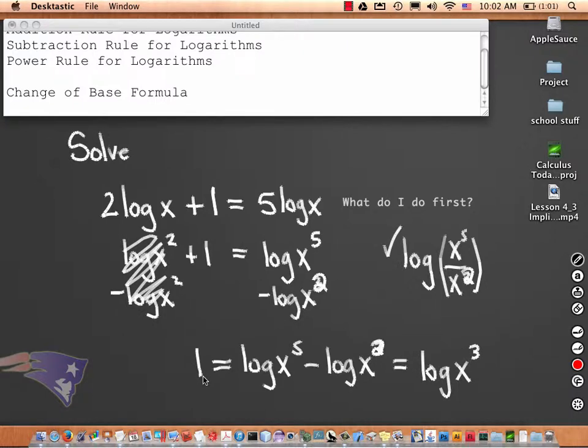So is that your answer? 1 equals log x to the 3rd? I don't have an answer until I have x equals some real number. Okay. Yes, sir. Now, I don't mind taking this slow. Does anybody else have another question on this?